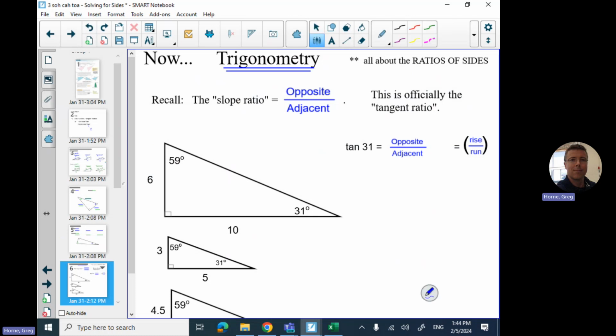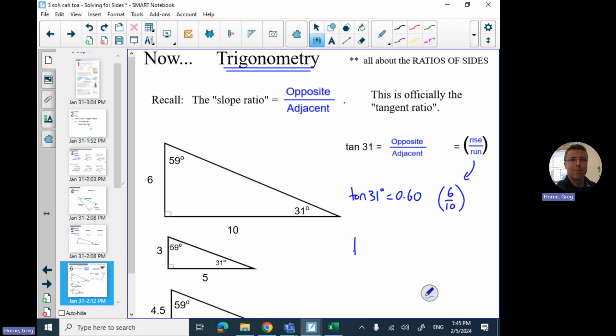We had tan of 31. We did tan of 40 degrees before. Tan of 31 degrees. If I grab my calculator, make sure my calculator's in degrees mode. Tan of 31 gives me 0.60 or so. And that is equal to this rise over run number, right? It's equal to the opposite over the adjacent, as we're going to see in the next slide, but it's equal to the rise over the run for now at least. So tan 31 equals 0.6.